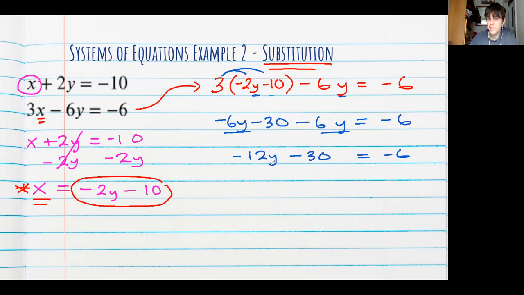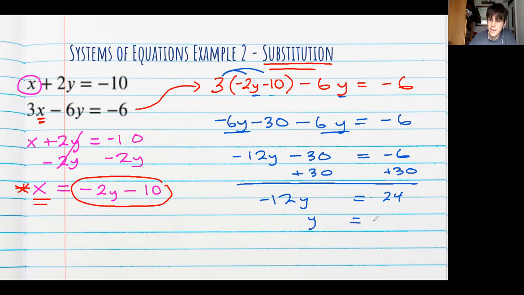Now I need to start solving this. I need to get rid of the things on this side that are not my y. So I'm going to be adding 30. So I get -12y equals 24. And then divide both sides by -12. 24 divided by -12 is going to be -2. And we have one of the variables solved now. We have solved y is equal to -2. That's awesome. Now we need to figure out what x is equal to.